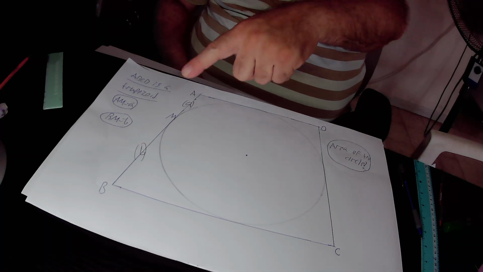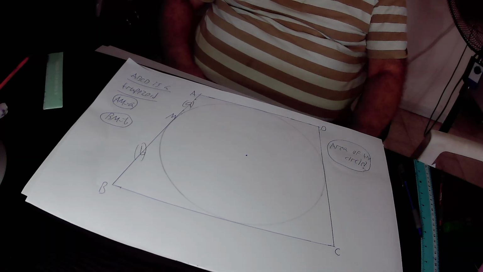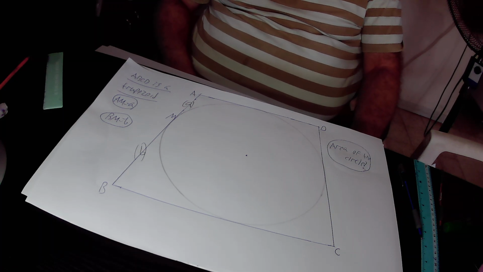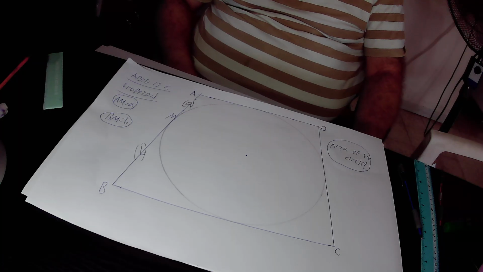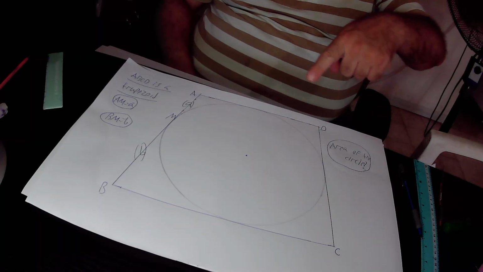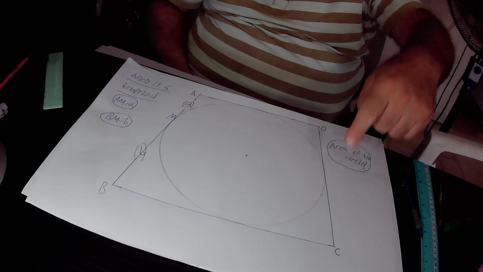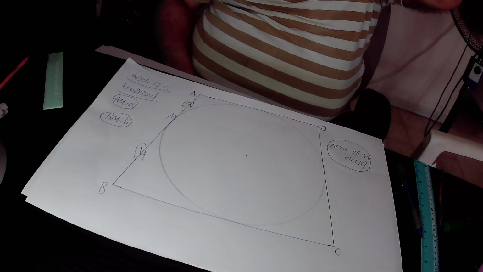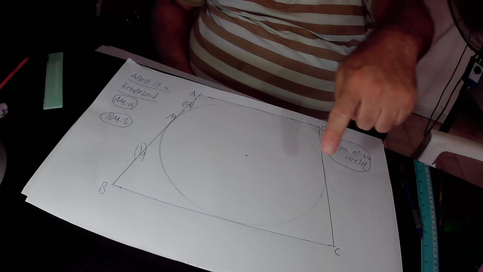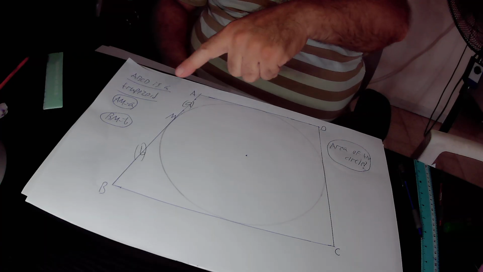In the drawing we have trapezoid ABCD. The definition of a trapezoid is a quadrilateral with one pair of parallel sides. So in trapezoid ABCD, side AD is parallel to side BC. Okay, so we have a circle that is inscribed by trapezoid ABCD.